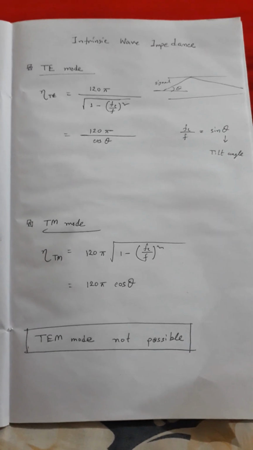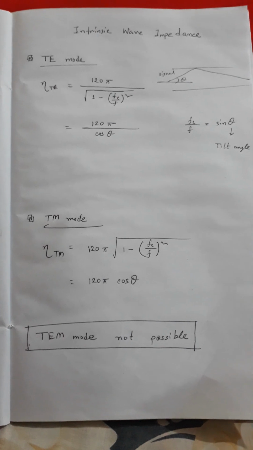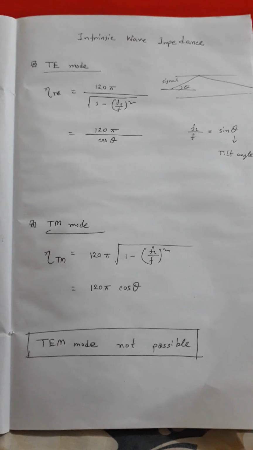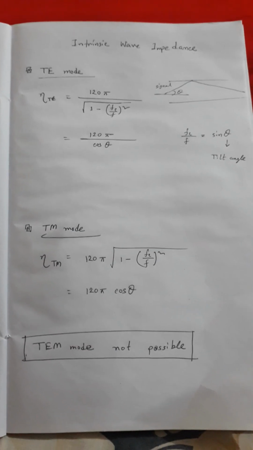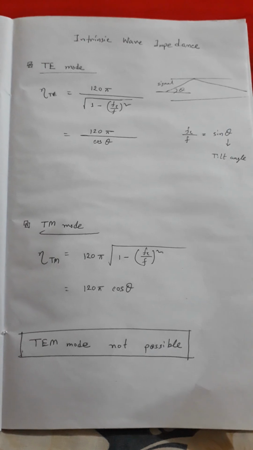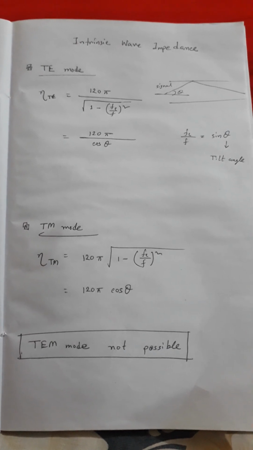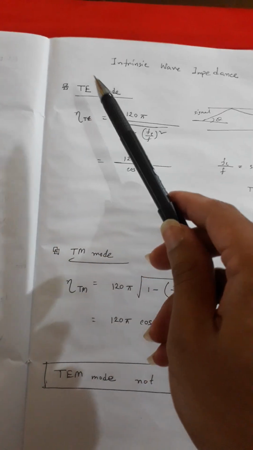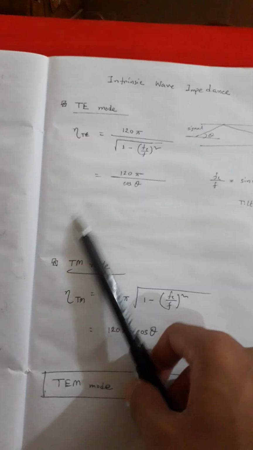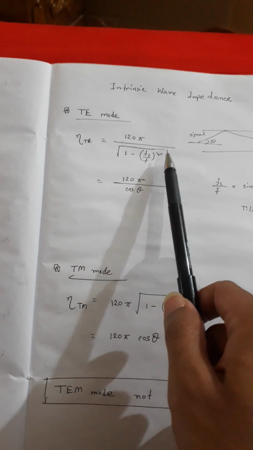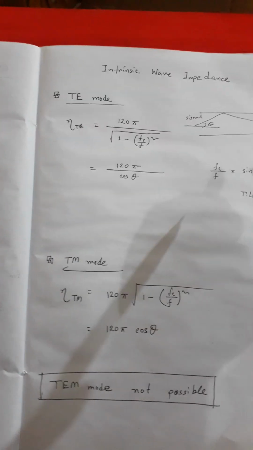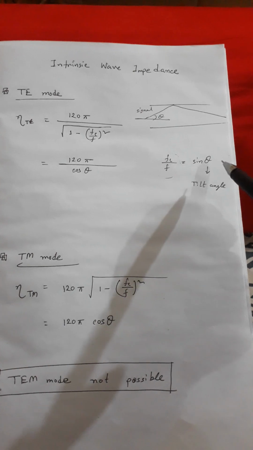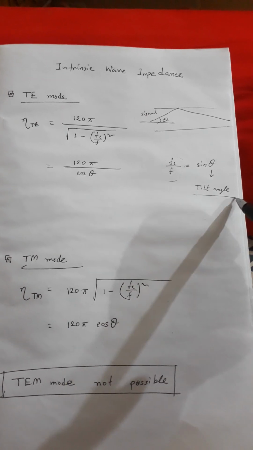Now we are going to cover the intrinsic wave impedance. First of all, we will learn the intrinsic wave impedance of the TE mode, transverse electric mode. We denote the wave impedance as eta, and eta TE is equal to 120 pi divided by the square root of 1 minus (fc by f) whole square. Here we can write fc by f is equal to sine theta. And what is theta? Theta is the tilt angle.